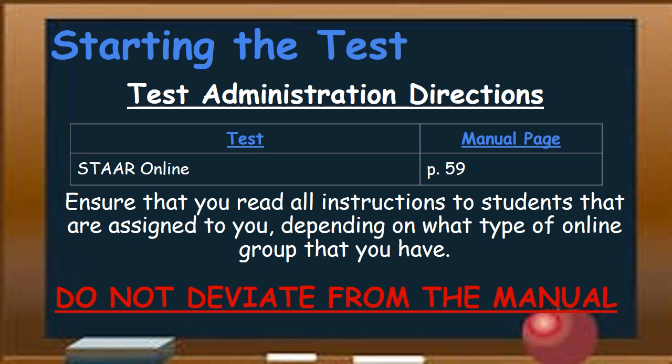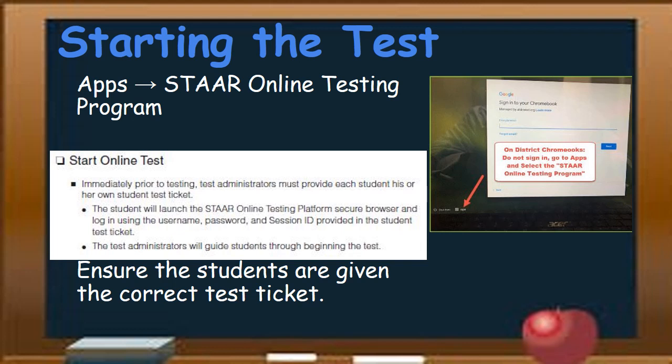To start the test, the kids need to open up the Chromebook. In the bottom left hand corner where there are apps, you want to have the kids click apps, and then they're going to click STAAR Online Testing Platform. From there, it'll open up a secure browser where the kids will use their test tickets to log in. The biggest thing is making sure that the kids receive the correct test tickets. So part of you reading the directions tells the kids to check their name, make sure their information is correct, and you want to verify all of this before you have the students log into the test.